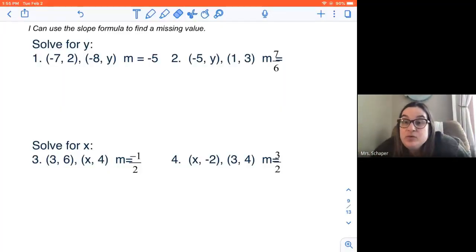Shopper coming to you with a new lesson on finding a missing value. We're going to be utilizing the slope formula, and we're going to give you the slope as one of the values and ask you to find the ordered pair that's missing. So we're going to just do a little bit of practice here.